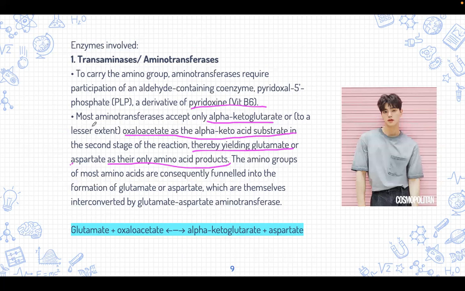The amino groups of most amino acids are consequently funneled into the formation of glutamate or aspartate, which are themselves interconverted by glutamate aspartate aminotransferase. So ito siya basically yung pinaka-reaction niya. Okay, the glutamate plus oxaloacetate is converted to alpha-ketoglutarate and then the aspartate.